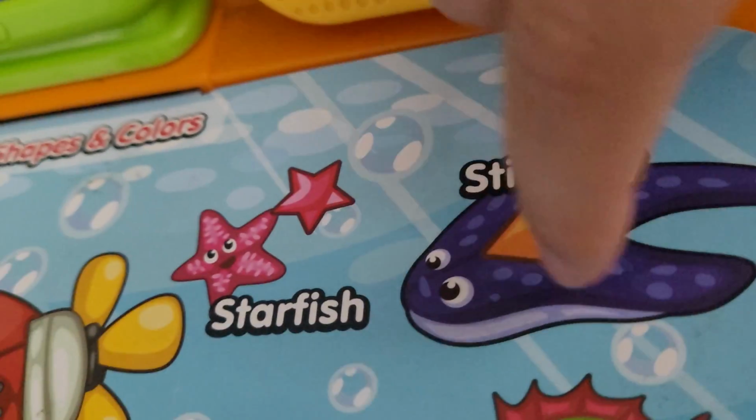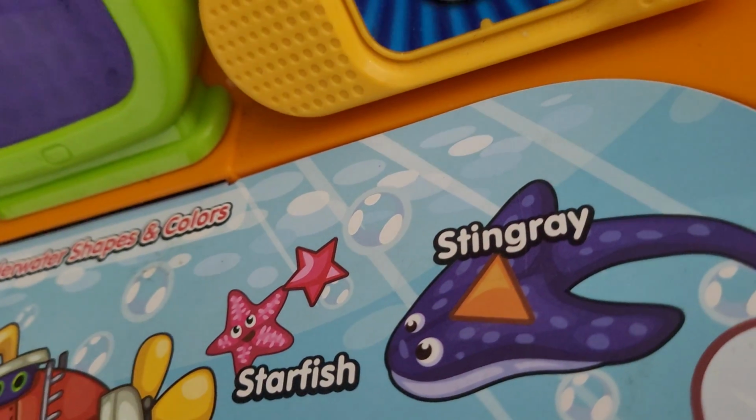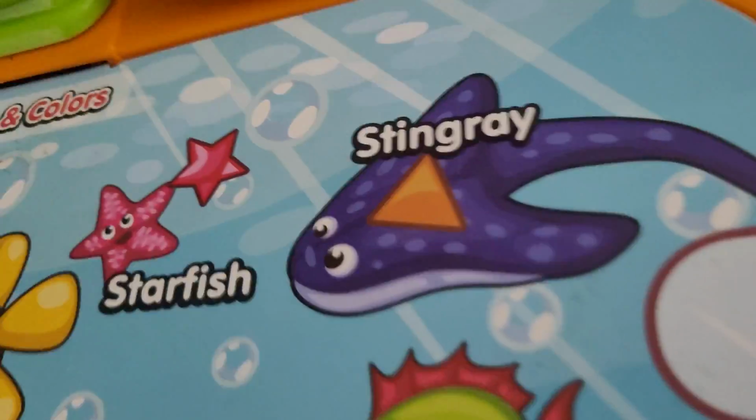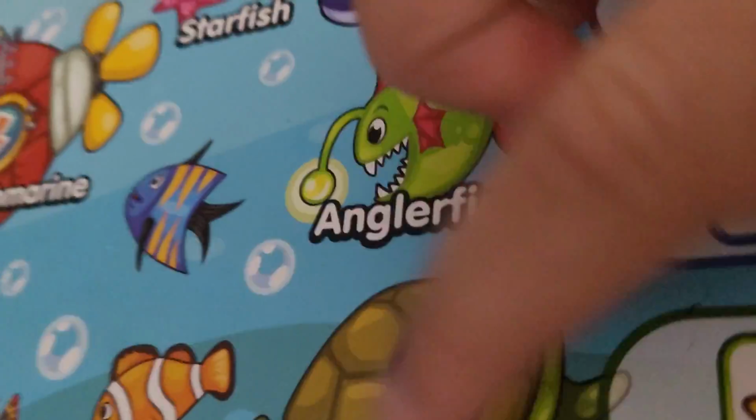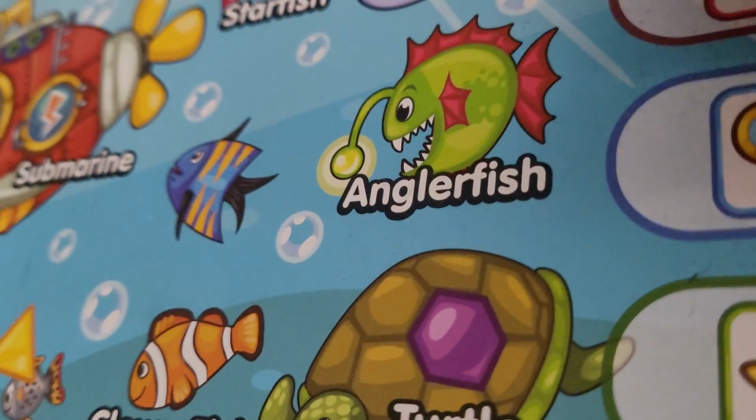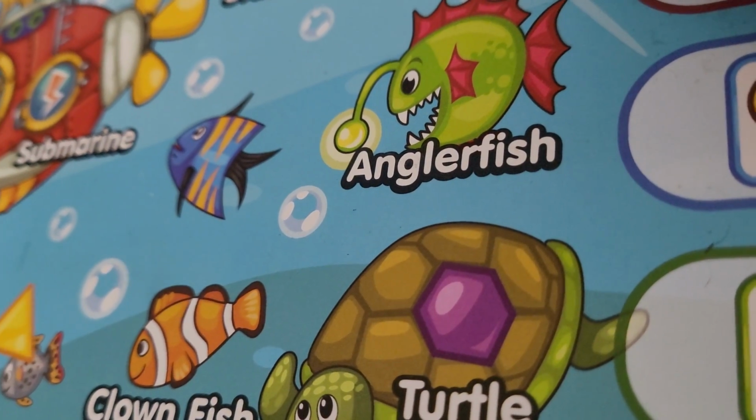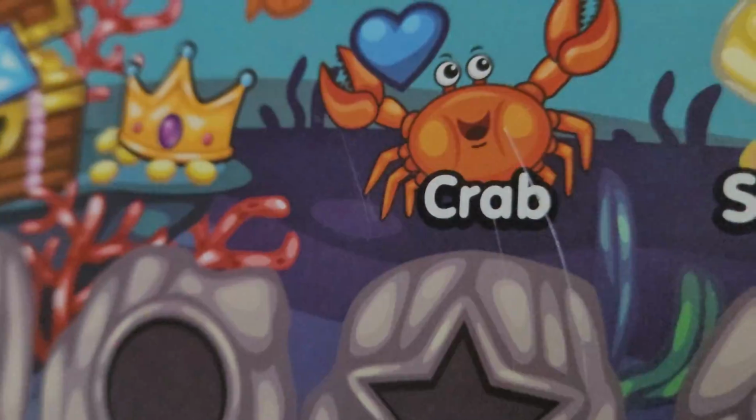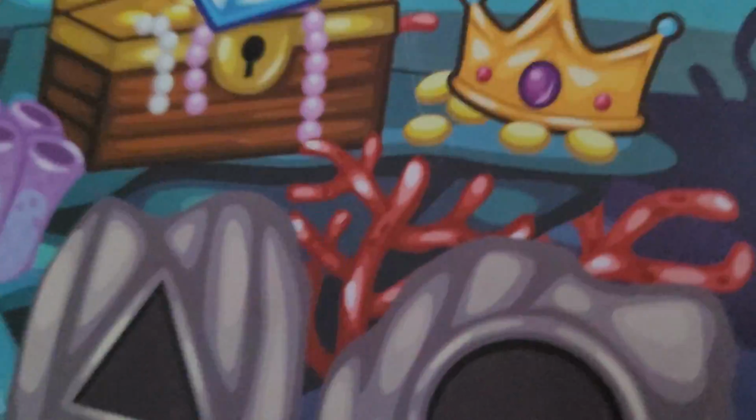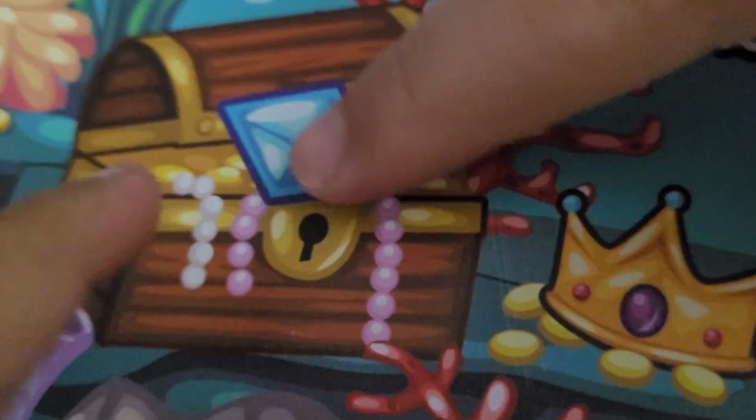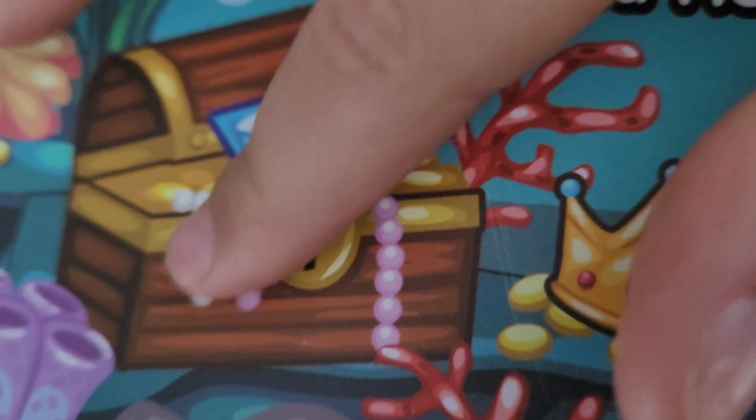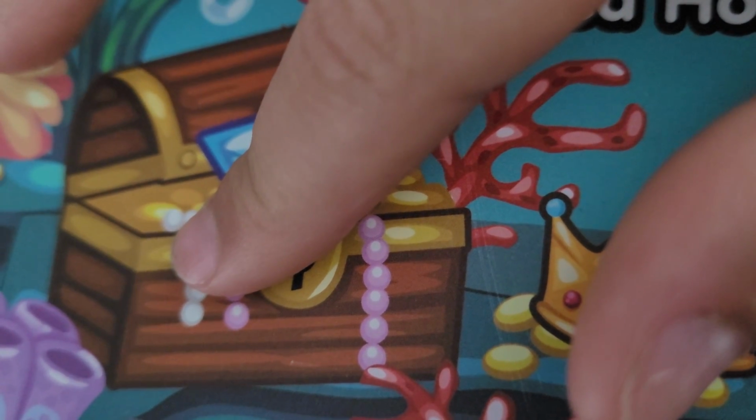Okay, what's this? Stingray. A stingray, correct. What is this? Shark eat. A shark eat? Yeah. Okay, what is this? Clown. What is this? The necklace. No, this whole thing. The box. A box.